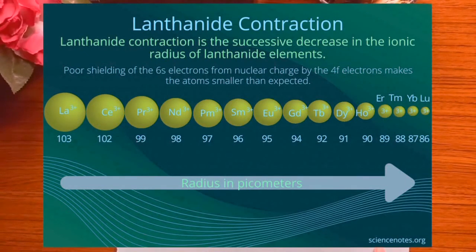As you can see here, from your lanthanum to your lutetium, along the series, the size decreases successively along the period. And this lanthanide contraction is interesting for the fact that it decreases successively without any abnormalities. Lanthanum has an atomic radius of about 103 picometers, and all the way to lutetium you have 86.1 picometers. So the decrease is dramatic, it's huge, and without any abnormalities.